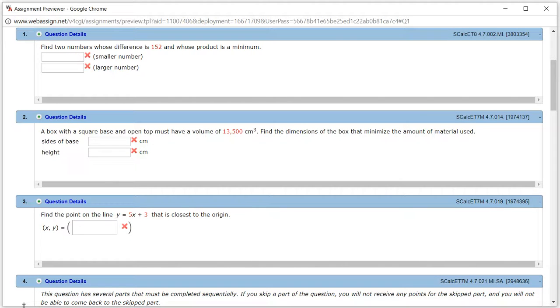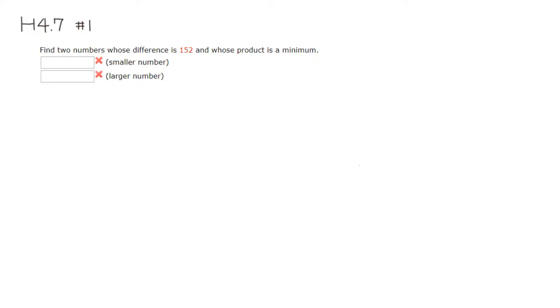Alright, let's look at homework 4.7, problem number 1. It says two numbers whose difference is 152 and whose product is a minimum. So let's do that. I'm going to use x for the smaller number and y for the larger number.